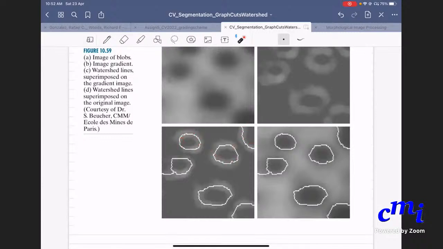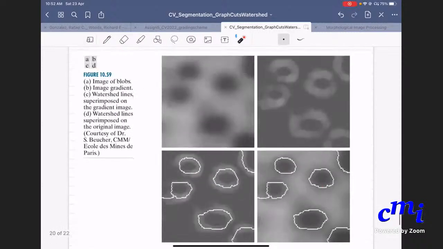So the watershed algorithm will give rise to these watershed lines. If these are superimposed on the earlier image, then this is the kind of segmentation that we are getting. It's successfully segmenting out or separating out the blobs in this image. So this is how the watershed algorithm works.